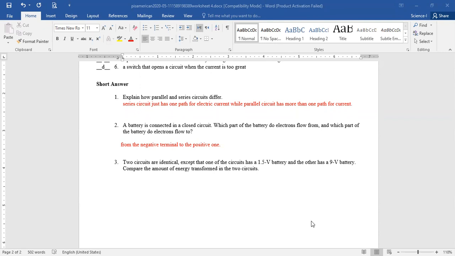Okay, so we said that here. Let's write the answer. The second one, as it has more voltage, so it has more energy to make the electric charge flow. Any hard question here, guys?